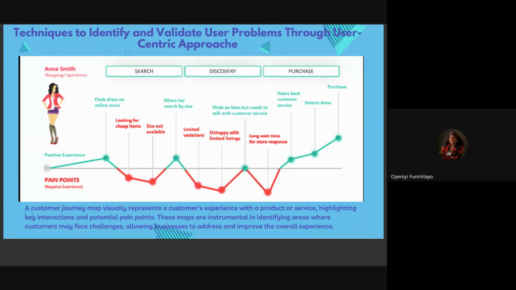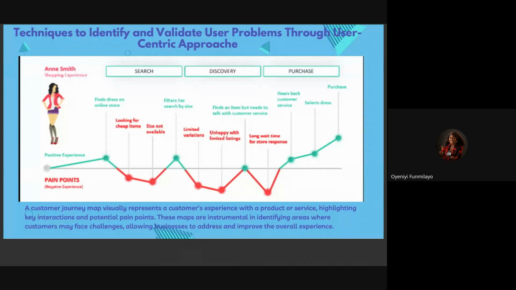So before a customer purchases an item from you, of course the customer is going to research the item, right? From this diagram, the red stuff indicates the pain points, and the green stuff indicates the positive ones. So this is Anna Smith. We want to do a customer journey map for Anna Smith's shopping experience. She wants to purchase clothes, right? First things first, she wants to search for the dress.